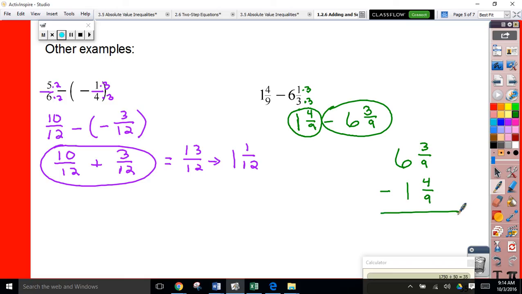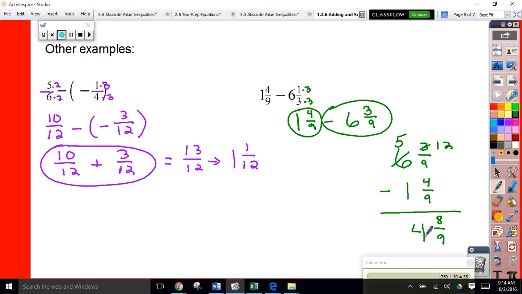Okay, now I run into this problem where I can't do 3 minus 4. Volunteer to tell me what I need to do. Let's see, Brian. You need to borrow from the 6. Good, borrow from the 6. So the 6, I'm going to borrow 1 whole, and what am I going to have as my new numerator? 13. Not quite 13. I'm adding the 9 and the 4, okay. 12, yeah. So now I have 12 ninths. So I have 12 ninths minus 4 ninths is 8 ninths. 5 minus 1 is 4. So I have 4 and 8 ninths.